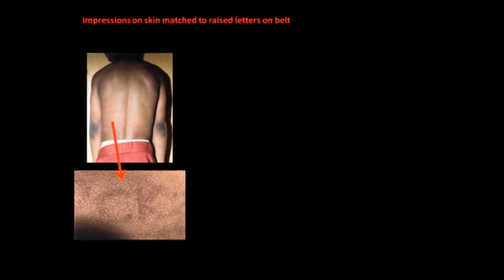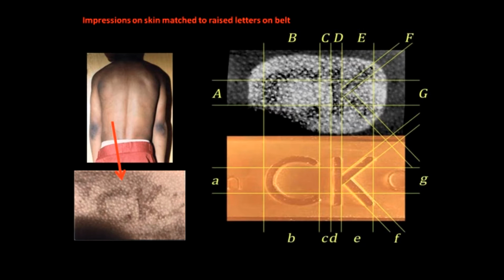In our first example, you see a victim who has an impression in their skin. This is digitally captured and enhanced, and then the letters CK appear very clearly. That's then matched against a belt that was recovered. The belt has raised letters CK, which are then compared to the digitally enhanced image.